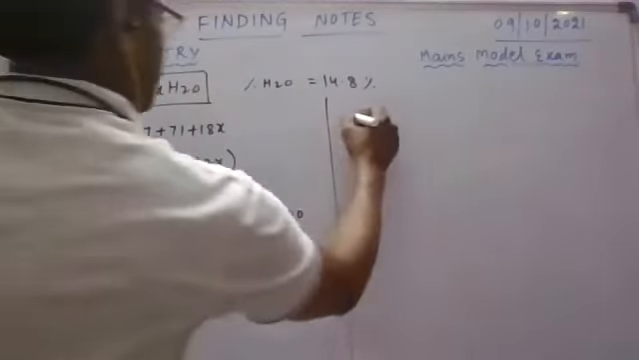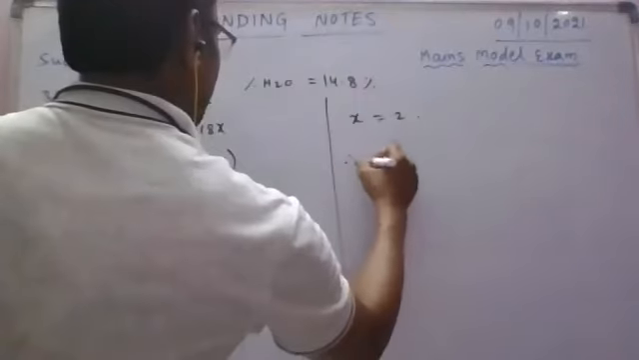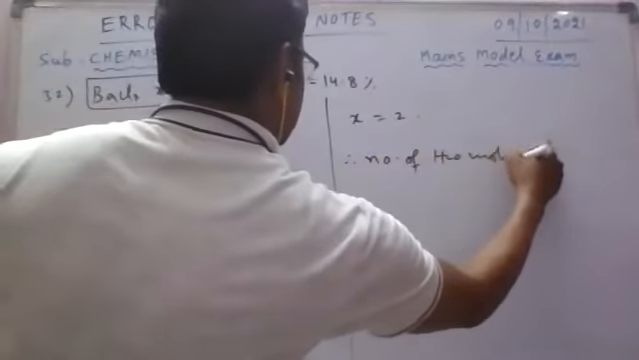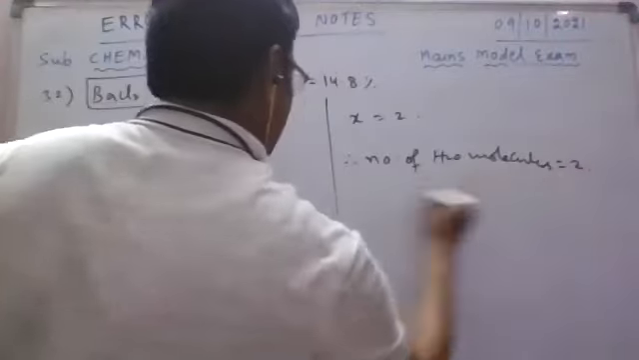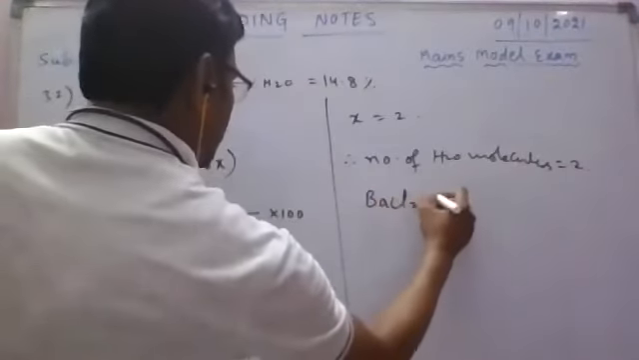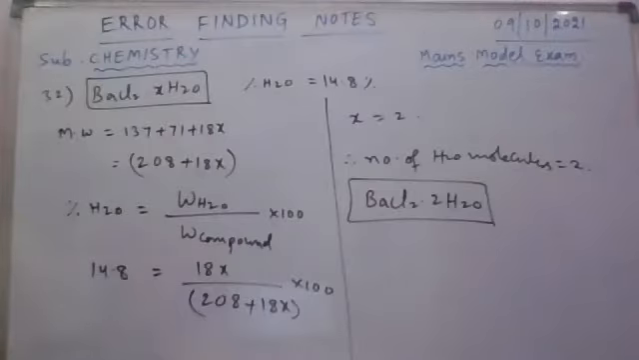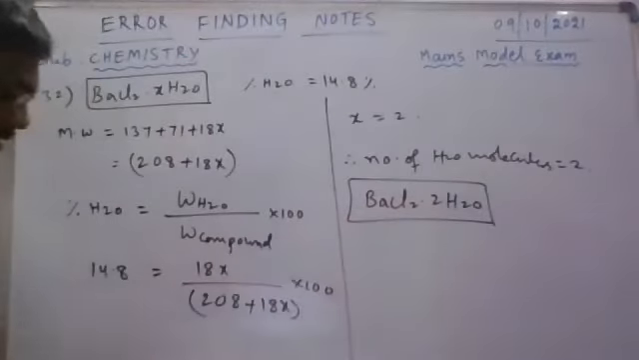If you simplify this, you get x equal to 2. Therefore, the number of water molecules is 2. The formula is BaCl2·2H2O, barium chloride crystals, a hydrated salt.